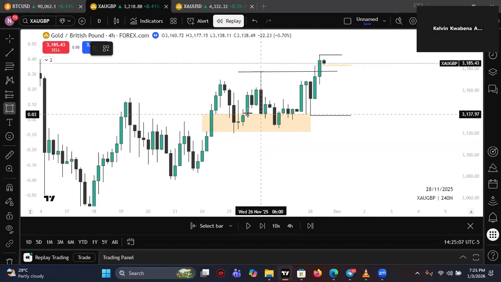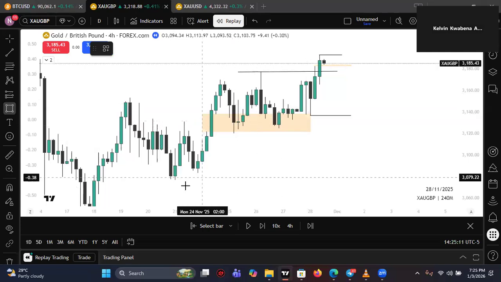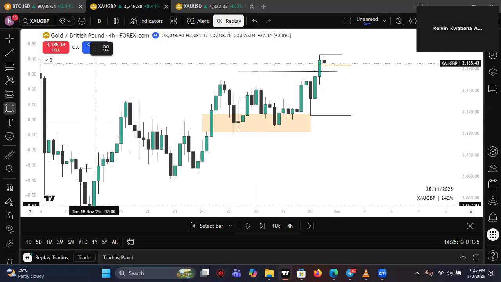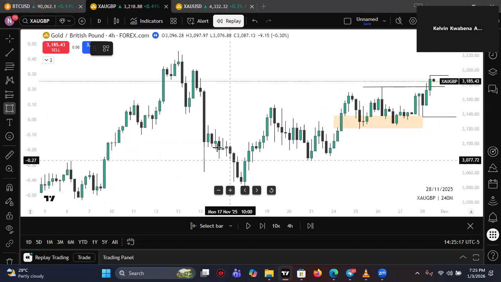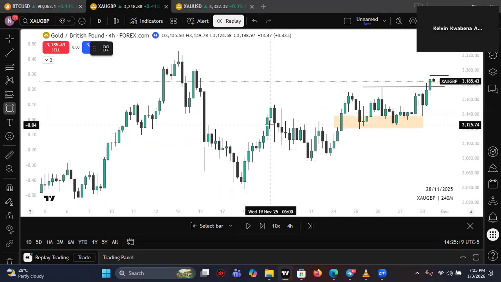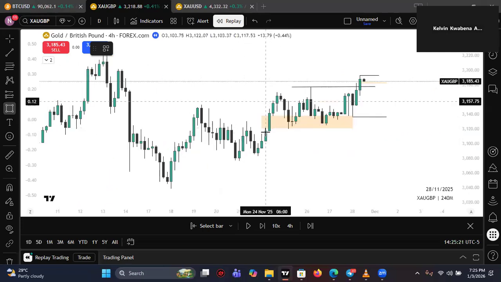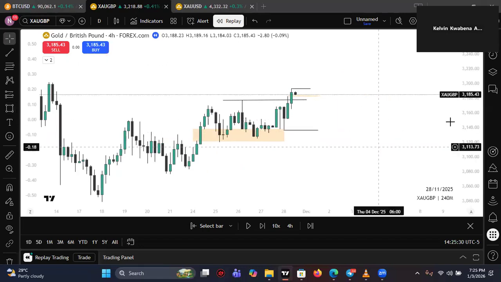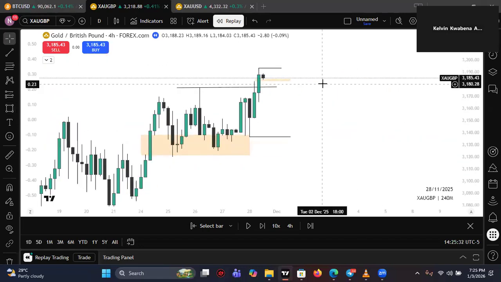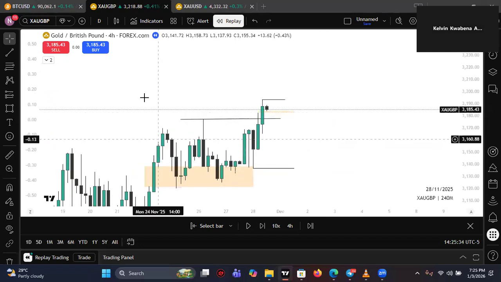So where's an example of a bearish FVG in this? I'm not seeing any bearish FVG over here. I'm not seeing a bearish FVG. But if there were to be bearish FVGs, you get to realize that the market will disrespect those bearish FVGs.